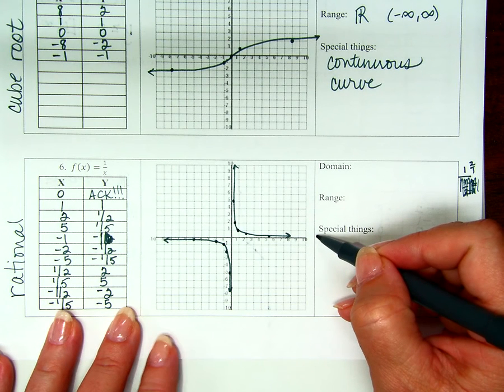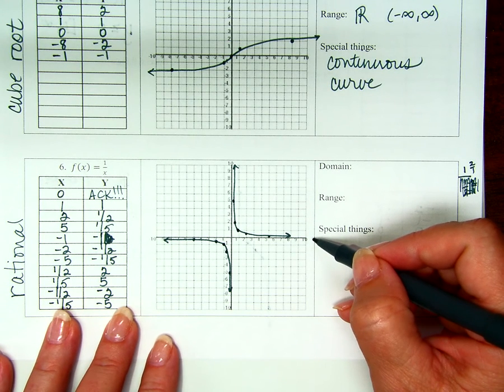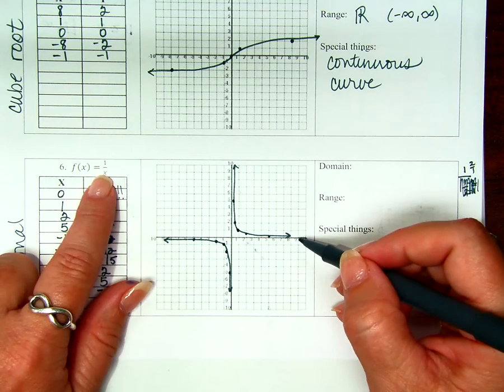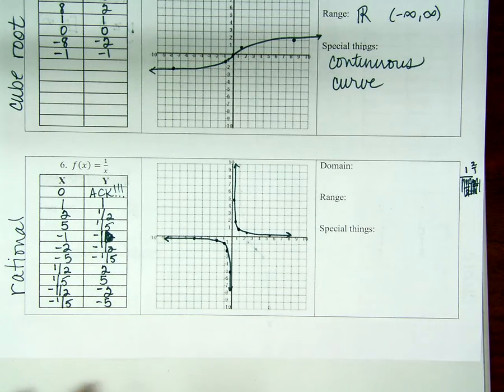Closer and closer to the x-axis. Will it ever get to the x-axis? No. Because there's no value of x that I can put in that would make that work.